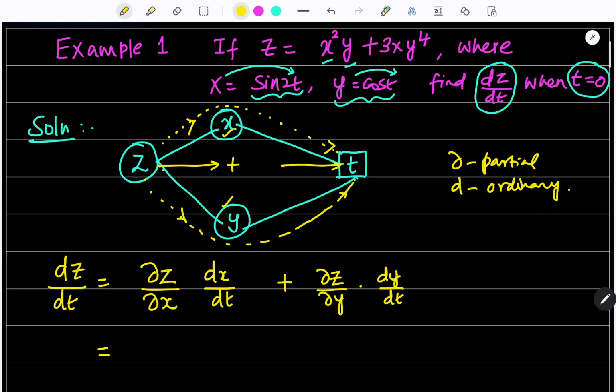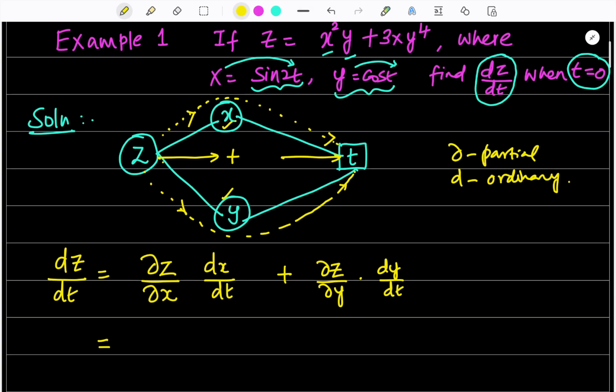X square y plus 3xy power 4. So we are going to do partial derivative. So what type of partial derivative are we going to do? Z is a function of x and y, and we are going to differentiate with respect to x partially. So 2x you will get, and then don't touch y, plus 3x derivative is 3, and don't touch y power 4. So all these things, close a bracket and then multiply dx by dt.